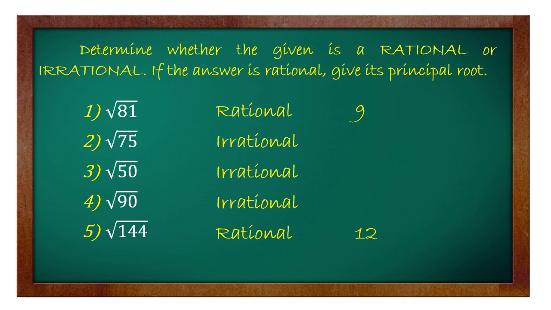Kaya, ang sinabi ni Ma'am kanina, I suggest na kabisado mo yung mga perfect squares natin from 1 to 30. Para mas madali mong ma-determine kung rational or irrational yung isang number. Okay, now, paano naman natin malalaman yung square root ng mga irrational numbers natin? So, we have square root of 75, square root of 50, and square root of 90. These are the examples of irrational numbers. So, paano ba natin siya malalaman?